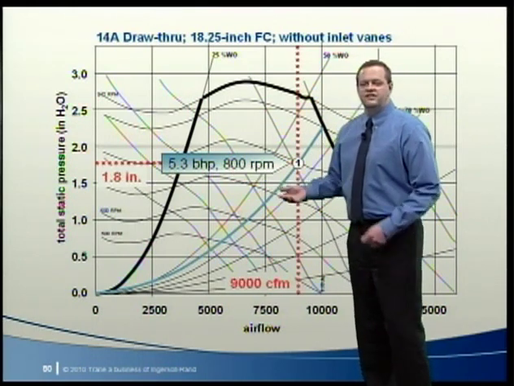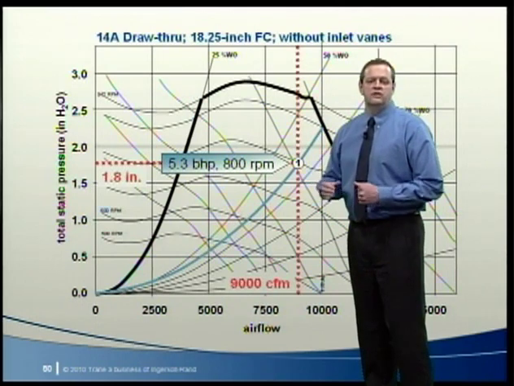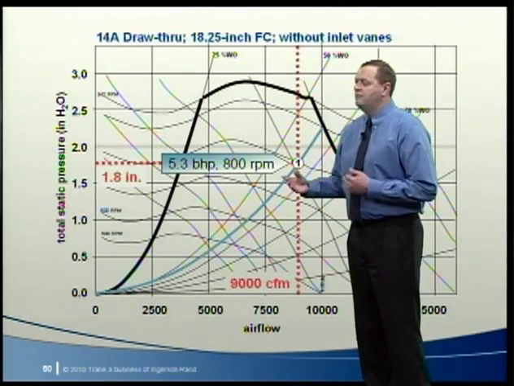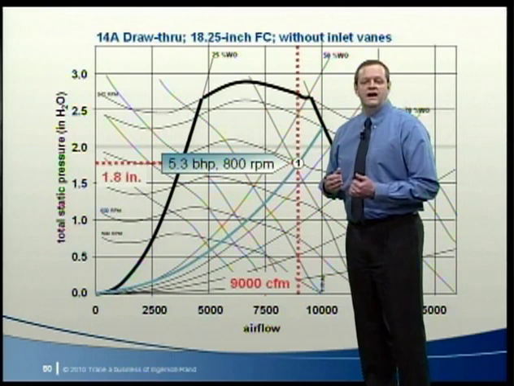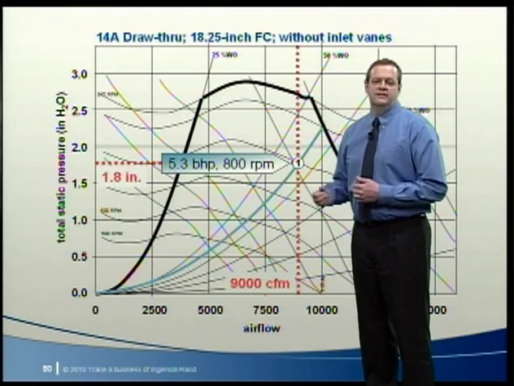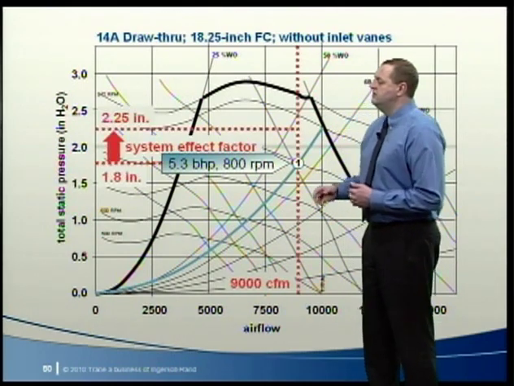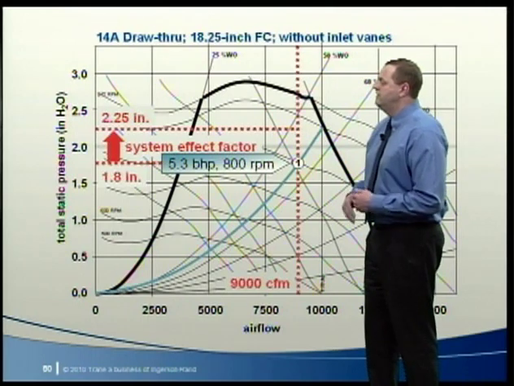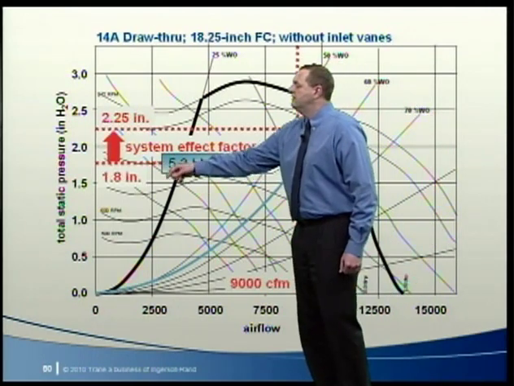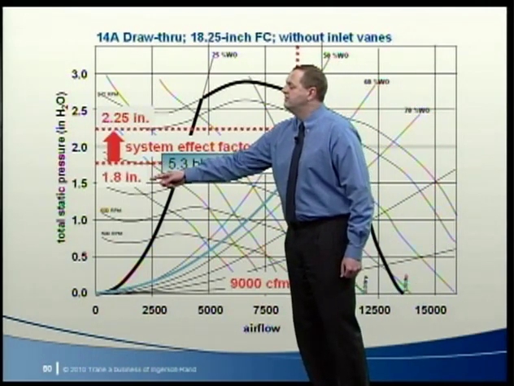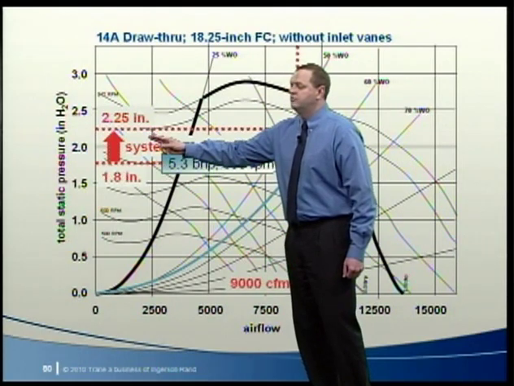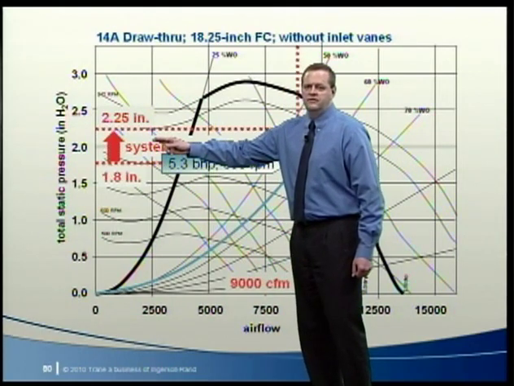Now, to account for the system effect due to the elbow too close to the fan outlet, we should add between about 0.3 and 0.45 inches to our estimate when selecting this fan. Using the high end of this range, if we add 0.45 inches to our estimate of 1.8 inches, we should select the fan for 2.25 inches of static pressure.